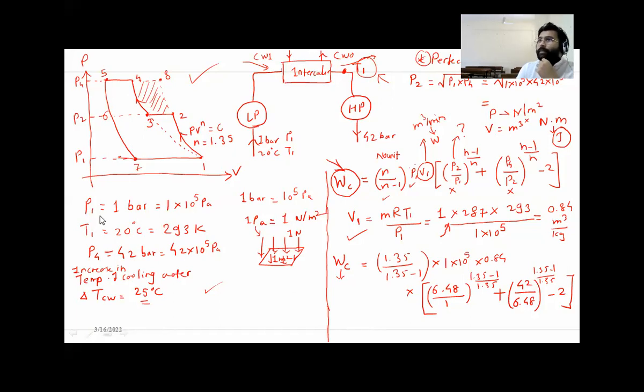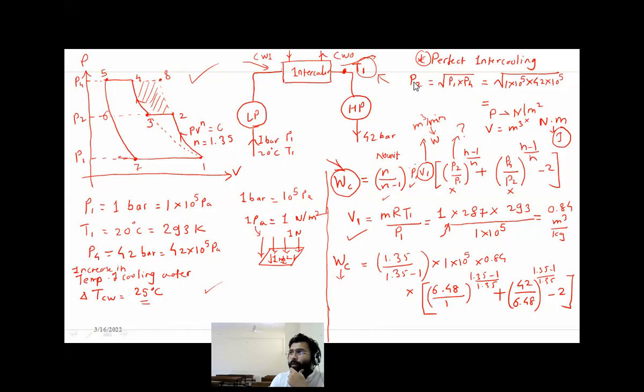So P1 is given 1 bar, that is 1 into 10 to the power 5 Pascal. T1 20 degrees Celsius, 293 Kelvin. P4 is given 42 bar. Increase in cooling water temperature is 25 degrees Celsius.